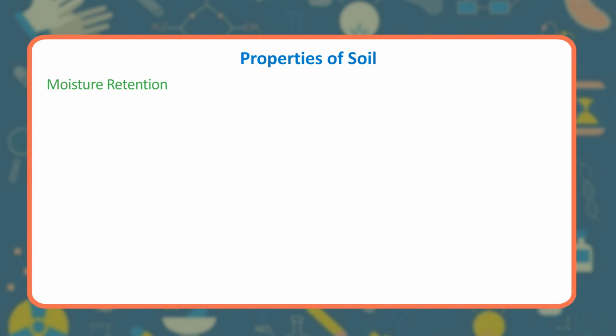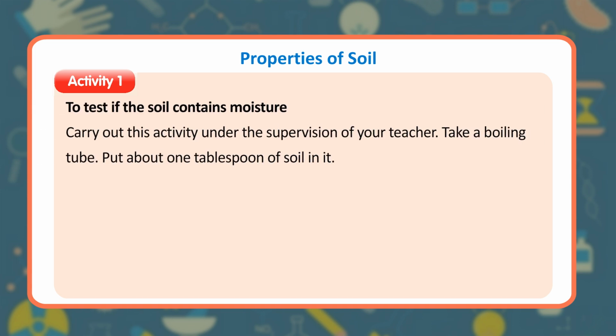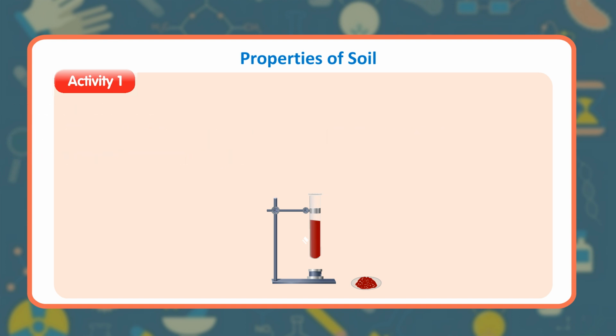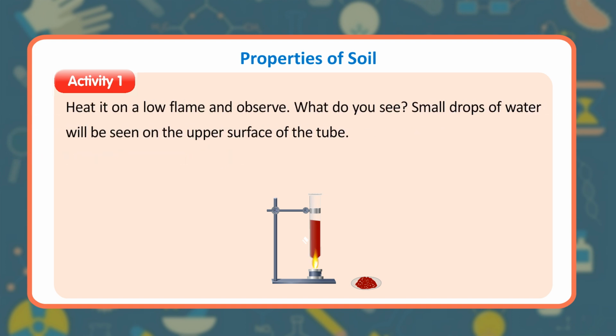Moisture retention. Soil contains water in the form of moisture. Activity. To test if the soil contains moisture, carry out this activity under the supervision of your teacher. Take a boiling tube. Put about 1 tablespoon of soil in it. Heat it on a low flame and observe.